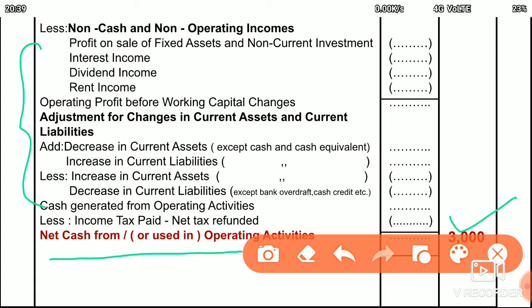After the detailed calculation, if there is a net inflow of cash, then it will be shown as net cash from operating activities rupees 3,000. If there is an outflow, that means if it is a negative figure, it will be shown as net cash used in operating activities here. But here in our example, there is a net inflow of cash of rupees 3,000. So it will be shown as net cash from operating activities rupees 3,000.